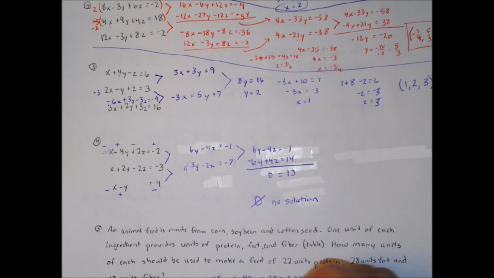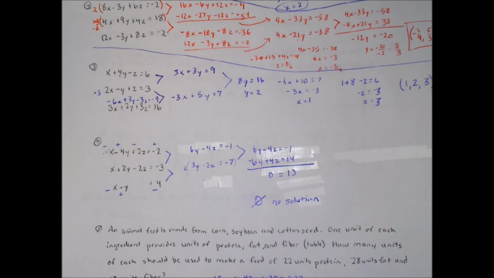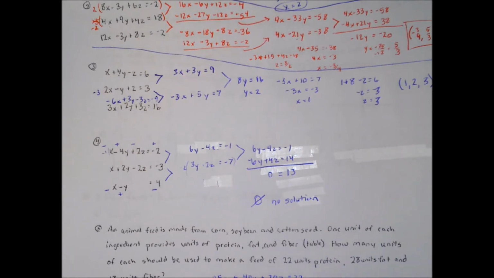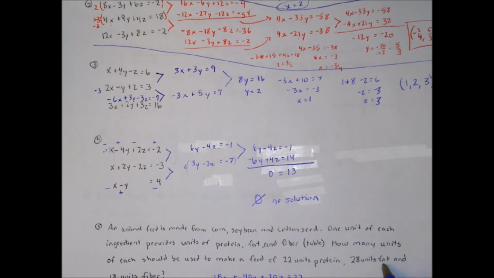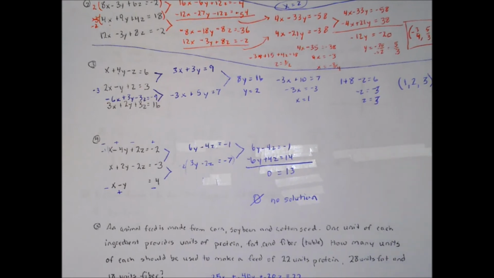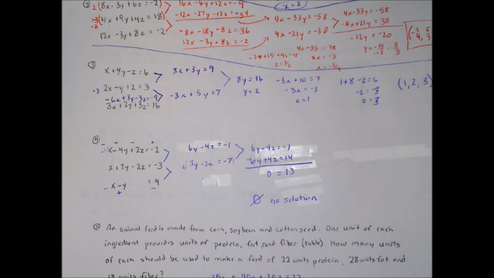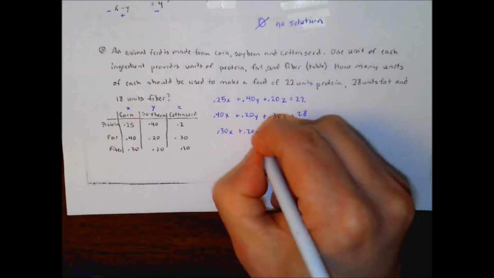And fiber, 0.30, etc. Whoops, you can't see what I'm writing there. Okay, so just thinking about the amount of protein, we need it to equal 22, and we get this much from every corn, this much for every soybean, and this much for every cottonseed, and the same thing for the fats, and the same thing for the fiber. Okay, so then you want to go through and solve that.